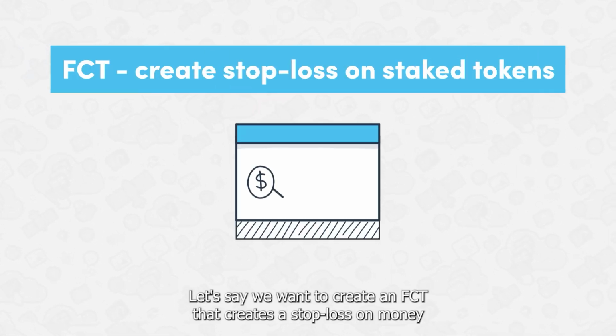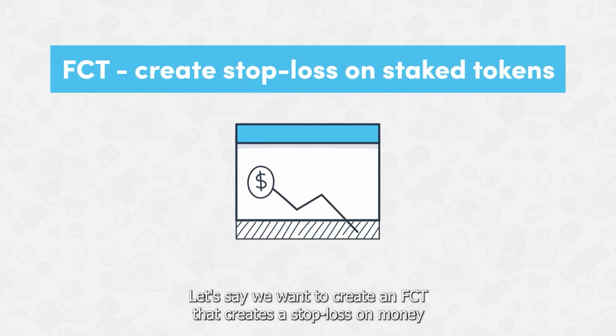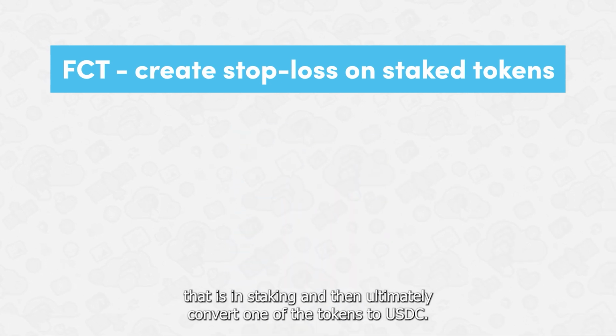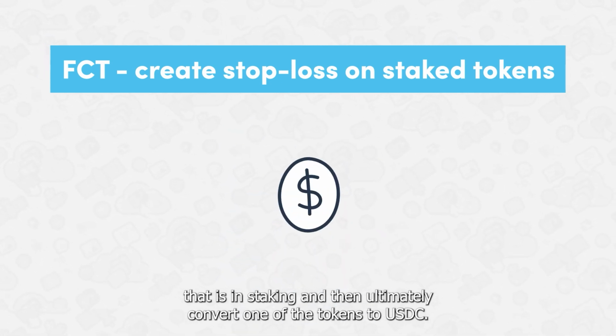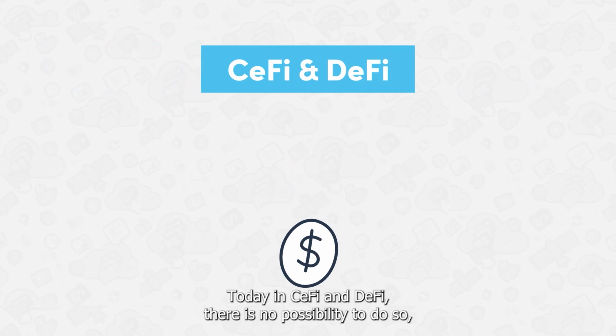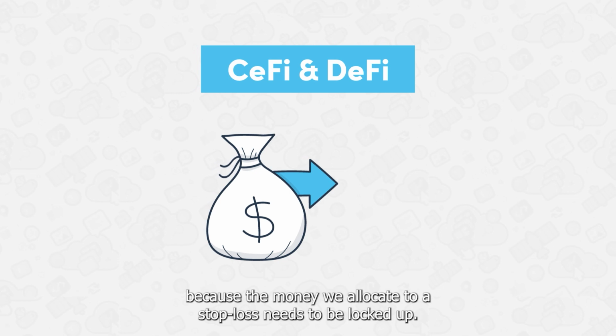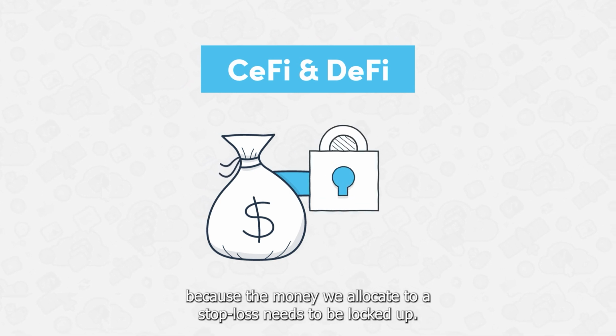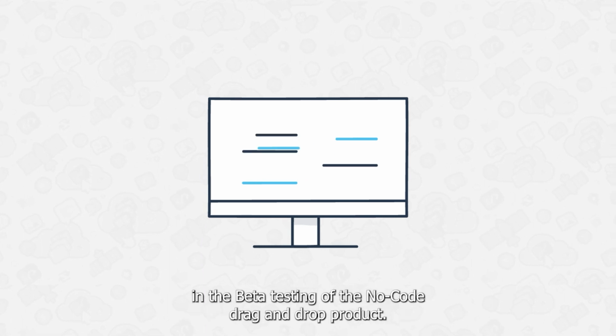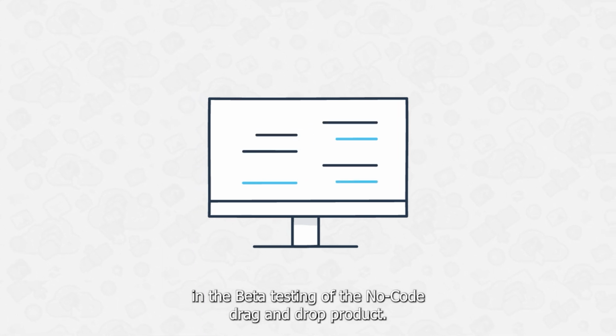Let's say we want to create an FCT that creates a stop loss on money that is in staking and then ultimately convert one of the tokens to USDC. Today in CeFi and DeFi, there is no possibility to do so because the money we allocate to a stop loss needs to be locked up. We will demonstrate this based on the existing capabilities in the beta testing of the no-code drag-and-drop product.